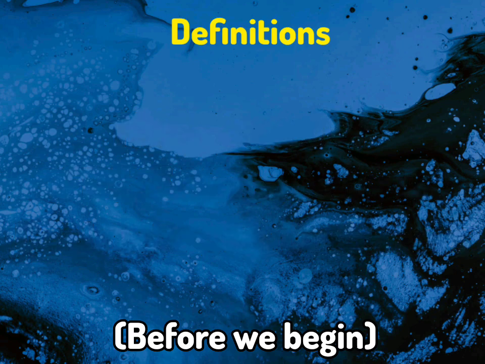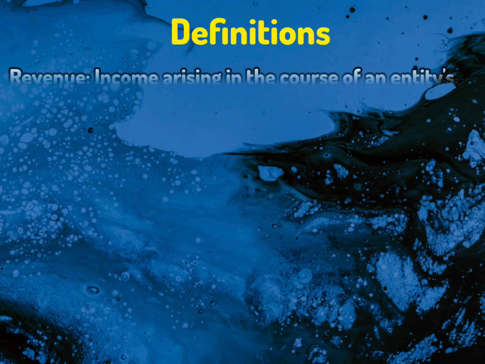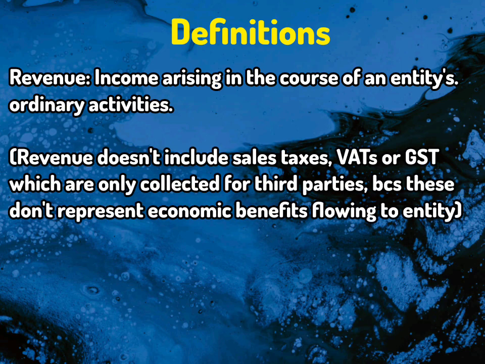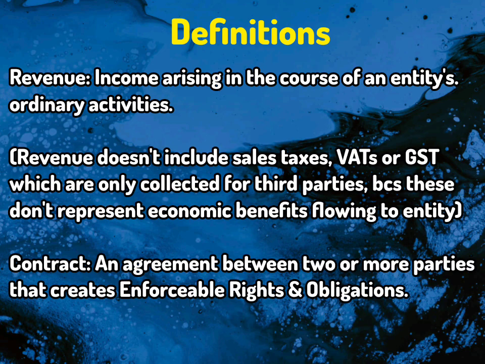Alright, so definitions first. Two definitions are really important here. The first is for revenue. What is revenue? It is income arising in the course of an entity's ordinary activities. So it does not include interest or dividend income or other gains on disposals of assets. Income arising in the course of an entity's ordinary activities includes sale of goods, rendering of services, and contracts to construct an asset. So ordinary activities means core business, alright. And of course, revenue also does not include sales taxes, VAT and GST.